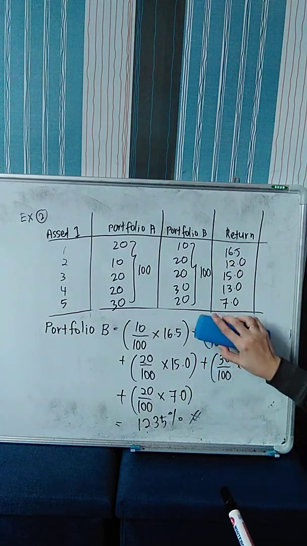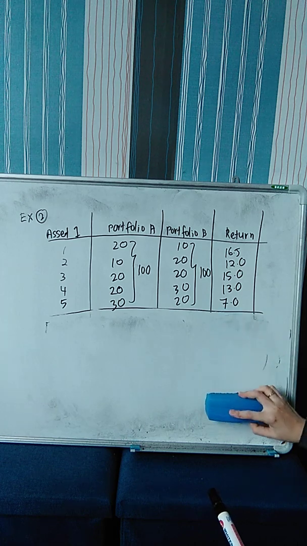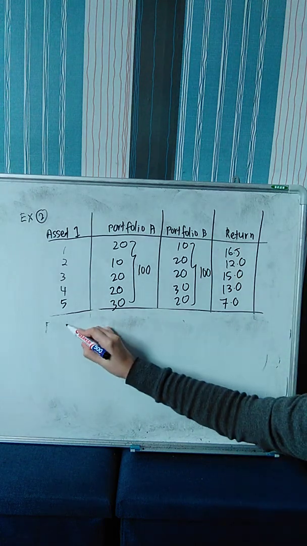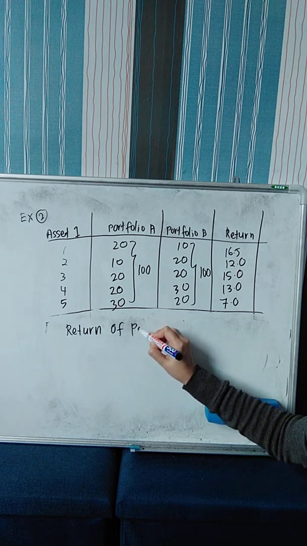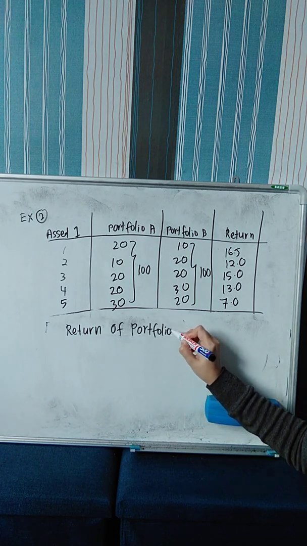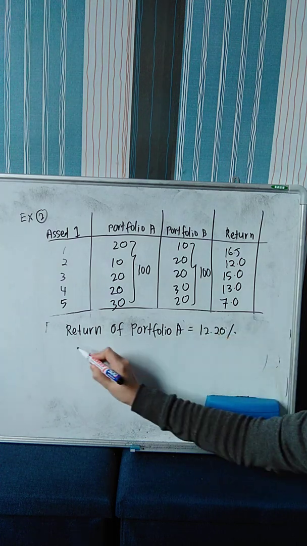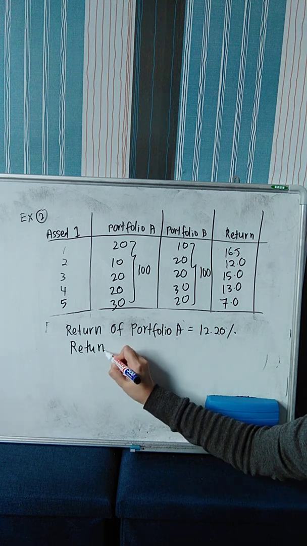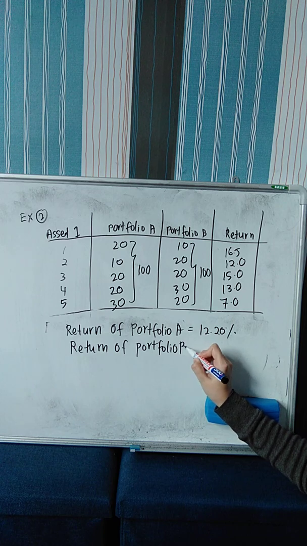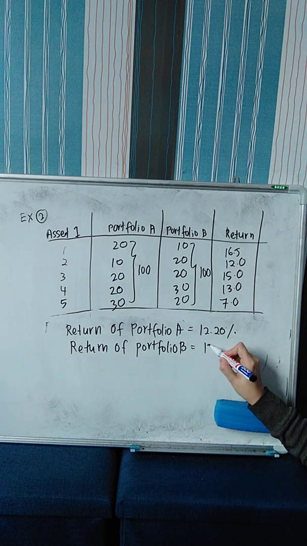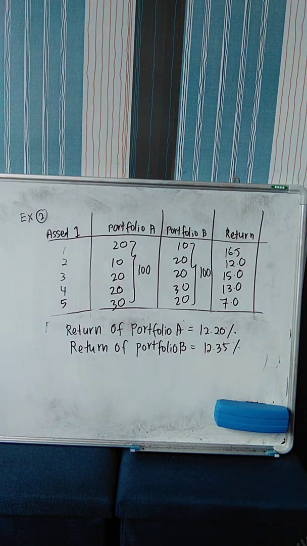Okay, so you have done calculating the return for portfolio A and the return of portfolio B. So the return of portfolio A equal to 12.20 and the return of portfolio B equal to 12.35%. Okay, which one you need to choose?